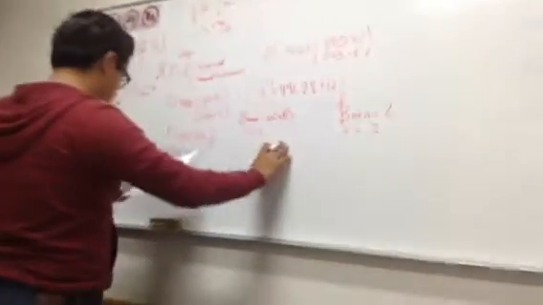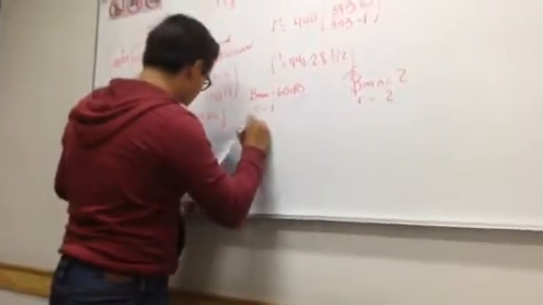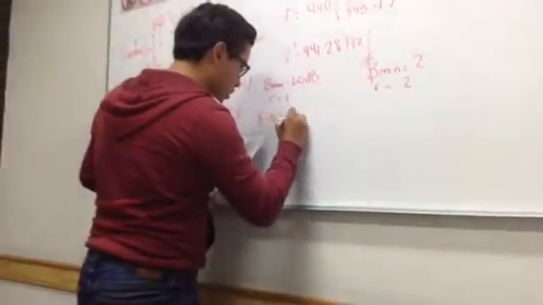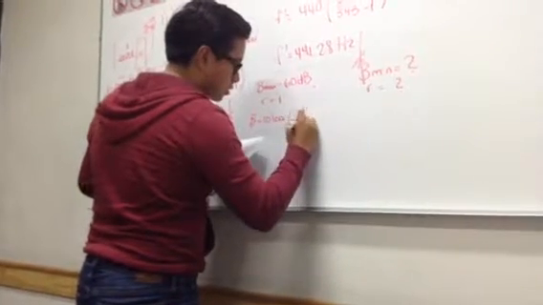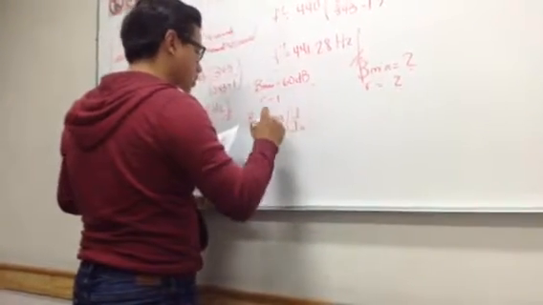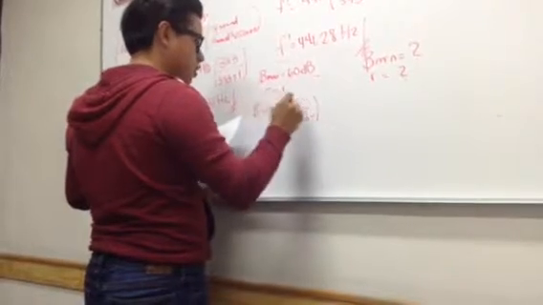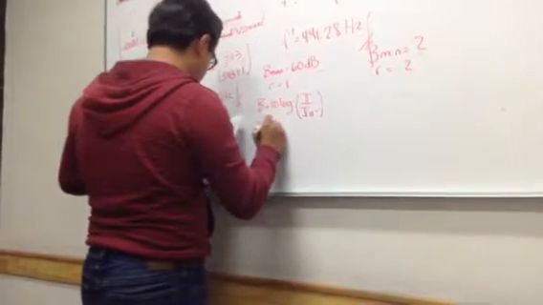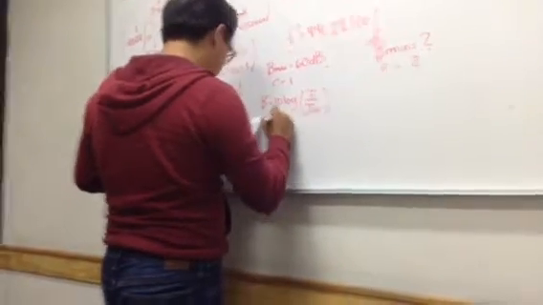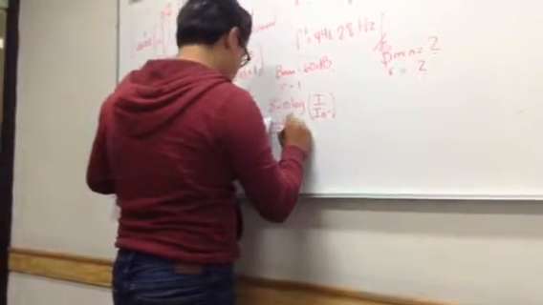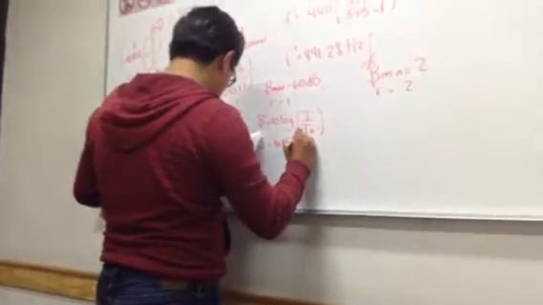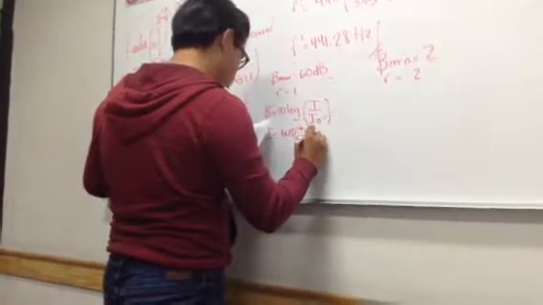So we need to find the intensity at this point with this formula. B is equal to 10 log of I over I naught. We know I naught, we know the B, and we don't know I. And after isolating, we know that I is equal to 1 times 10 to the minus 6 watts per meter squared.